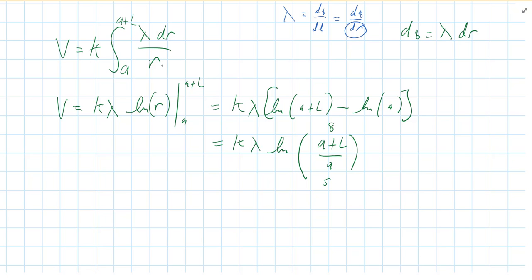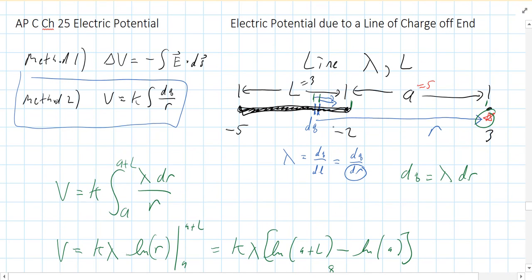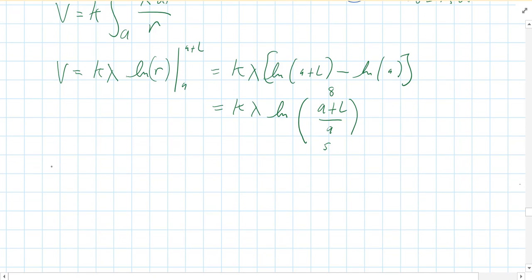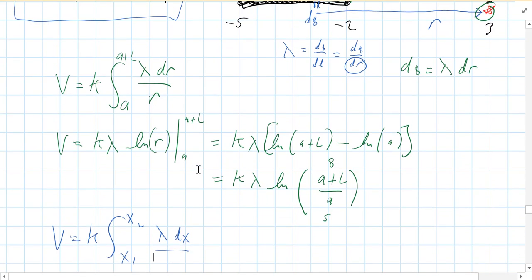So this last thing I'm going to do is the same problem, but I'm going to do it in terms of x, not r. Okay, so it's going to be roughly the same, but there's a slight and important difference. So we got k, the integral from x1 to x2 of lambda. Now instead of saying dr, we're going to say dx over, now here's where you've got to be careful.